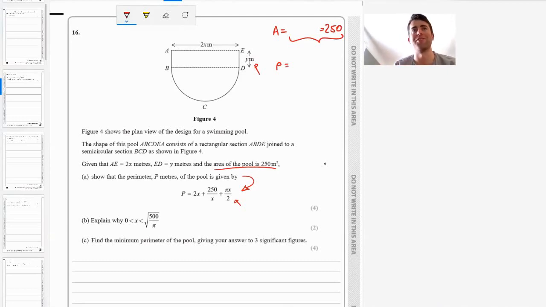The first thing you should do is find the area in terms of X and Y and set it equal to 250. We've got the area of a semicircle there. You can do that. What's the area of a circle?